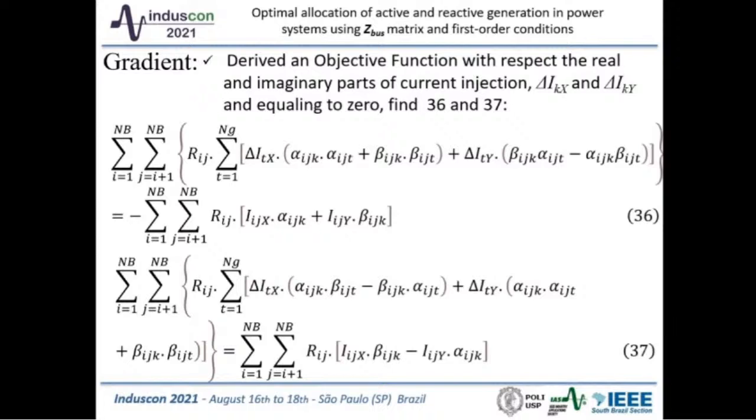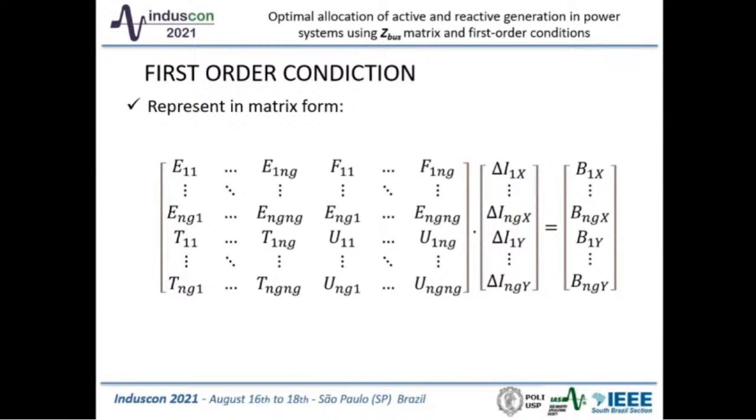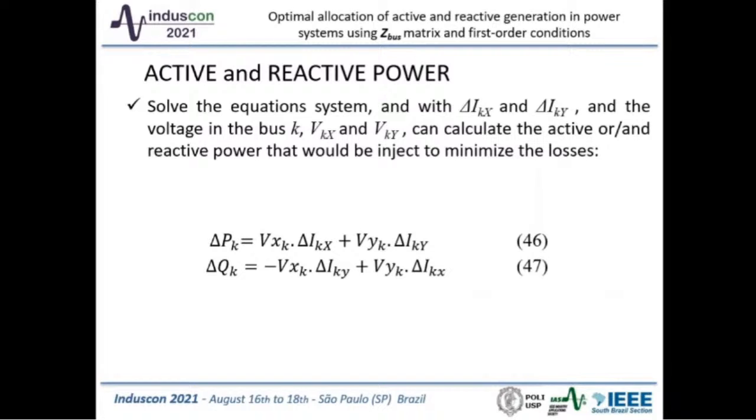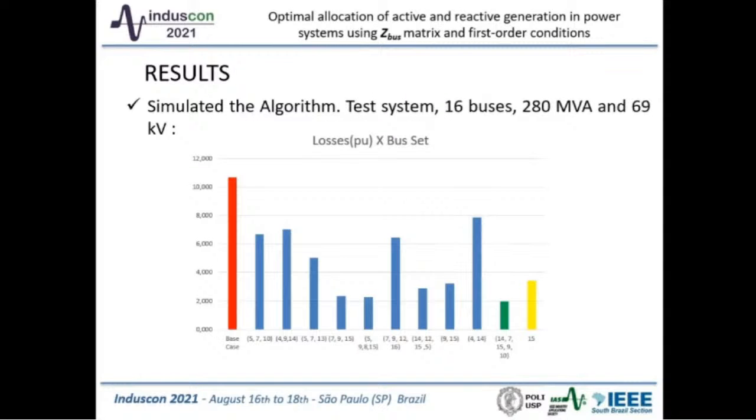Deriving the objective function with respect to the real and imaginary parts of the current injection and equating to zero, we have equations 36 and 37. Representing them in matrix form and solving the equation systems, with the current increment and the bus voltage, we can find the active and reactive power increment. To simulate the algorithm, we chose a 16-bus test system, and this figure shows in the red bar the result of the losses for the base case.